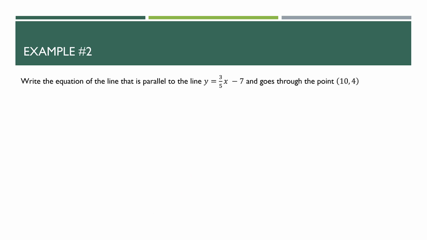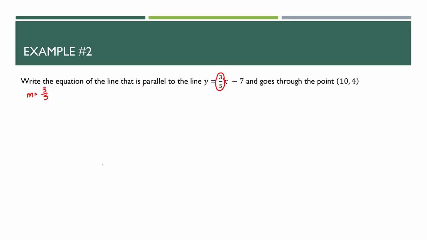Okay, so what we want to do in this example is write the equation of a line that's parallel to another one. So write the equation of a line that's parallel to the line y = 3/5 x - 7, and it goes through the point (10, 4), sorry, (10, positive 4). So first thing we want to do is identify the slope of that equation. So m would be 3/5.